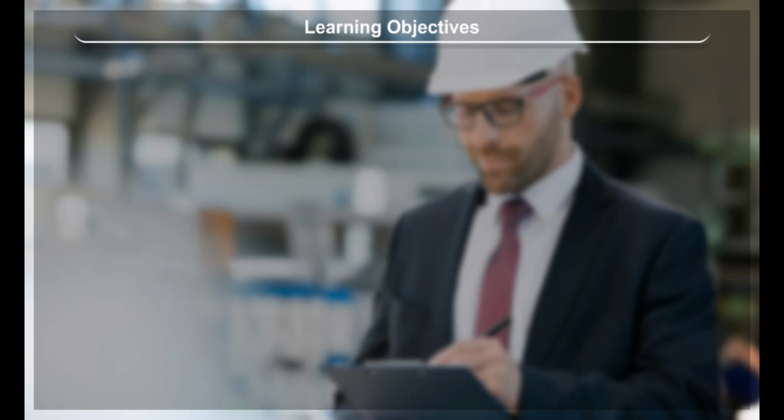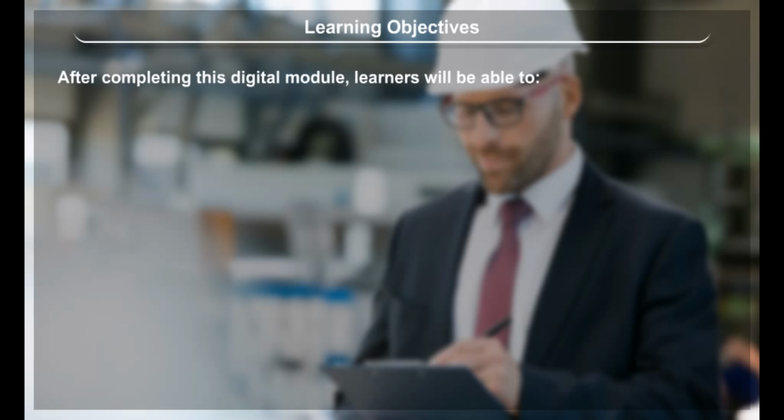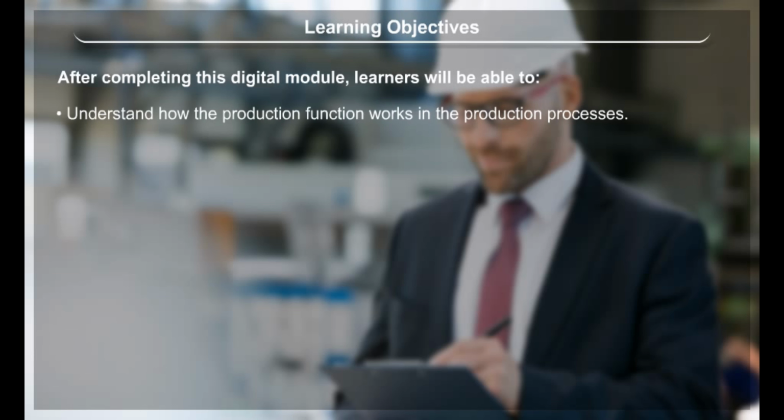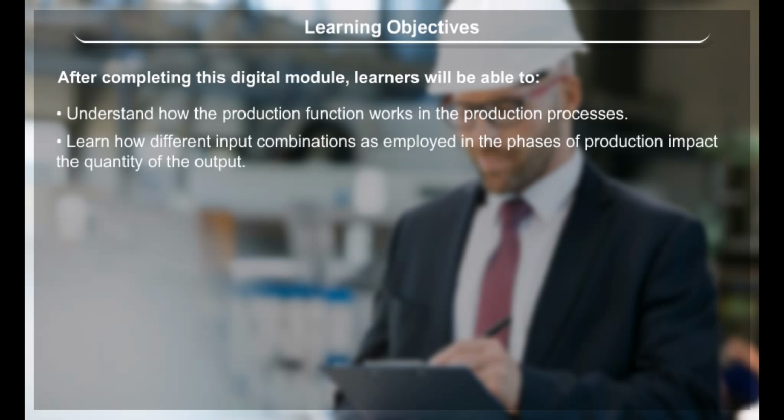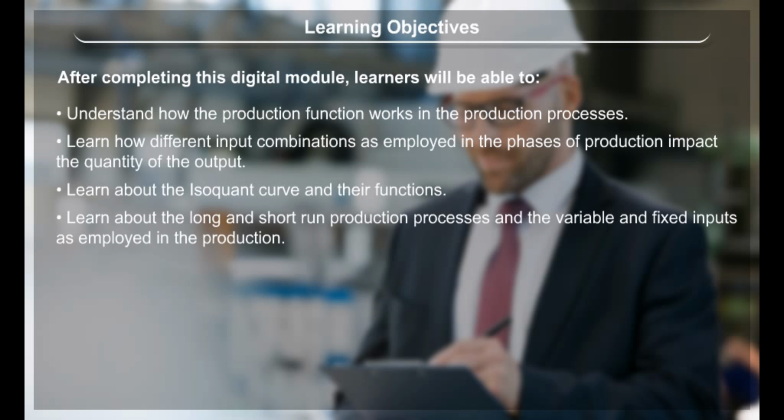Learning objectives. After completing this digital module, learners will be able to understand how the production function works in the production processes, learn how different input combinations as employed in the phases of production impact the quantity of the output, learn about the isoquant curve and their functions, learn about the long and short-run production processes and the variable and fixed inputs as employed in the production.